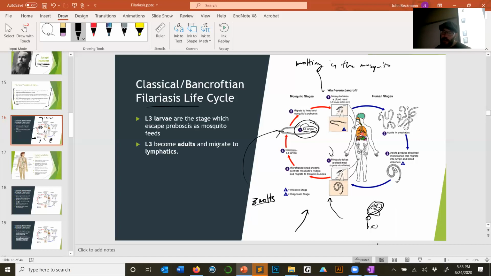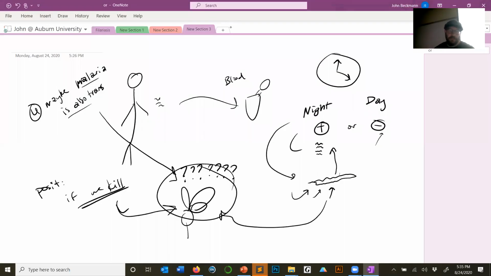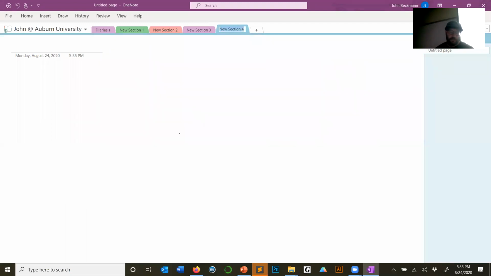So the L3 larvae are what get into the mosquito head, and then when the mosquito feeds again, it injects the L3 larvae into the skin of a new human. And then in the human stages is when the nematodes complete their sexual lifestyle. So what happens is, I guess I have a slide for this.